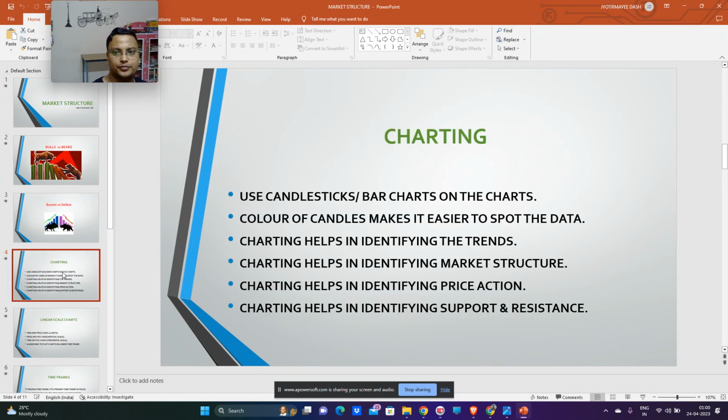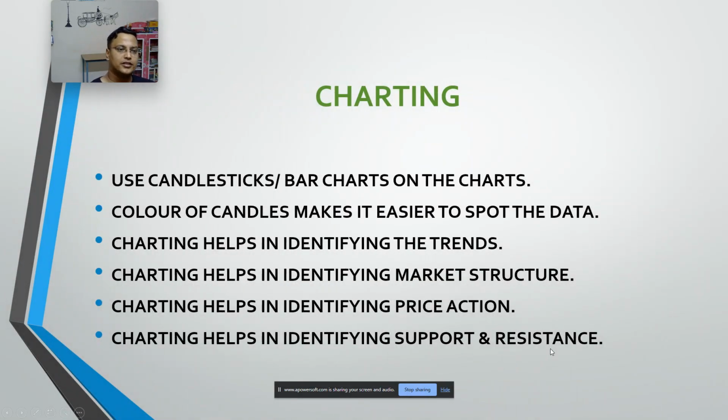Now coming back. What is this charting? In this charting, we use candlesticks and bar charts to follow the trend. Using candlesticks is much better because the colors of the candles make it easier to read the data. Green candles mean that the market is going up, and red candles mean that the market is coming down, or the prices of your stock are coming down.